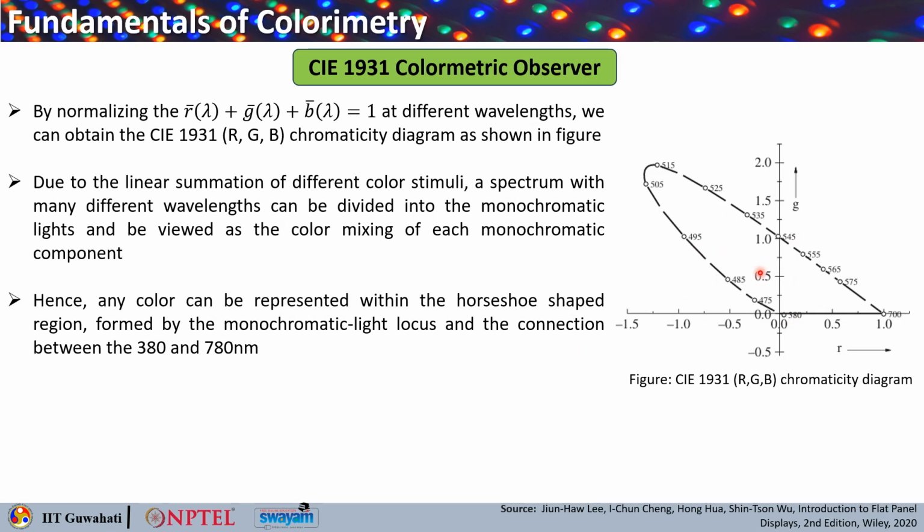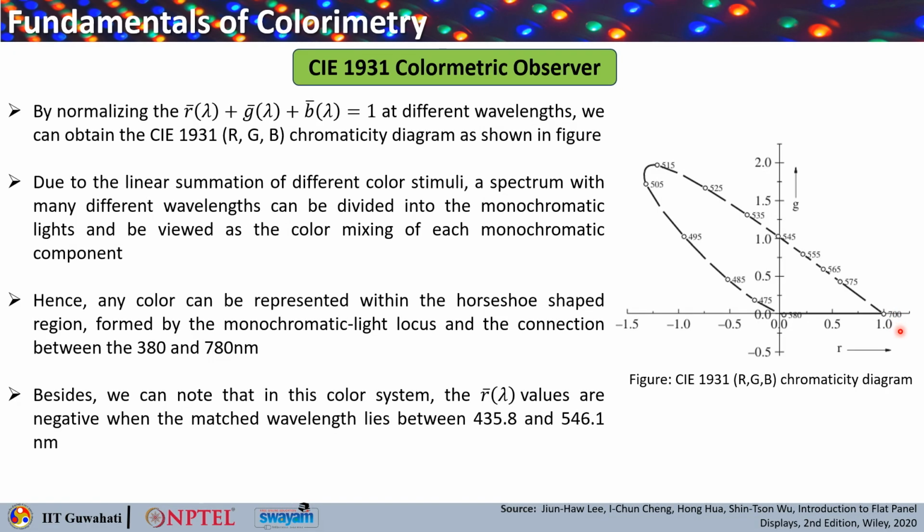Any color can be represented within this horseshoe-shaped region, and as I mentioned, this is formed by the monochromatic light locus, and there is a connection between this 380 and 780 nanometer. This is not 700, it is 780 nanometer wavelength.